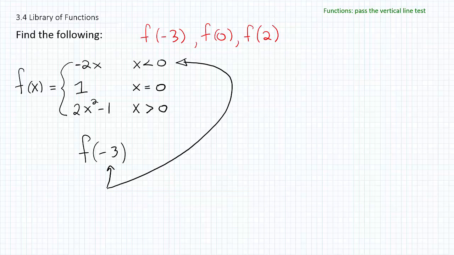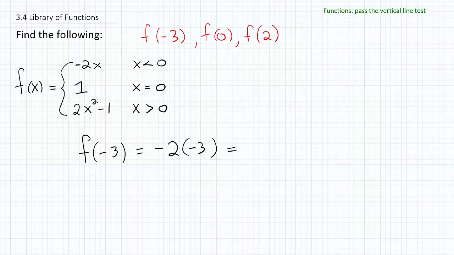All right, so if we plug that negative 3 into that piece of the function, we'll end up having negative 2 times blank, and in the blank we're going to go ahead and put in the negative 3. And so that'll end up being negative 2 times negative 3, or of course positive 6. So f of negative 3 here for this function is 6.